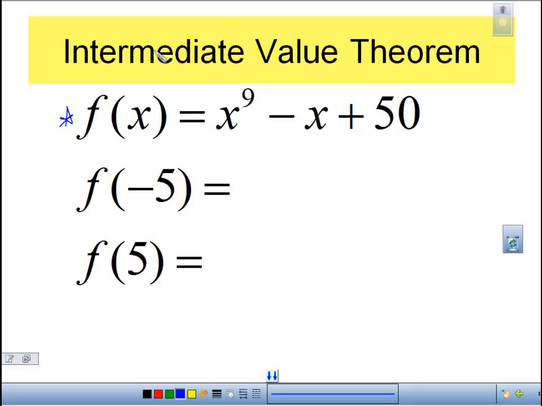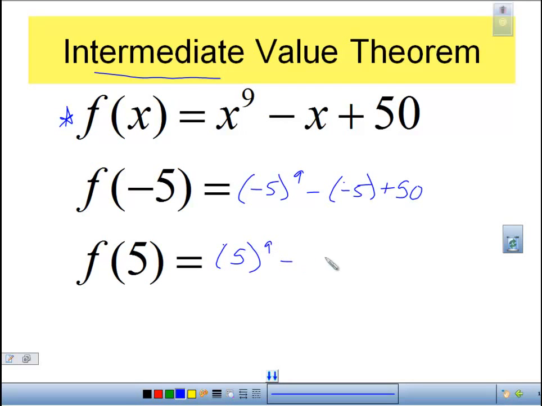But what the intermediate value theorem says is, if I look at the value that I would get, for example, if I was to plug in -5 into this equation, and also plug in 5 into this equation, what would be the sign that I get? I don't really care about the actual value, just what would the sign be?